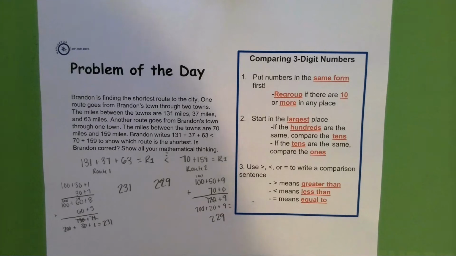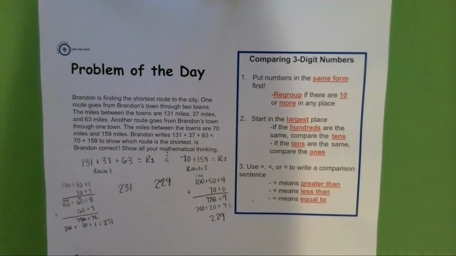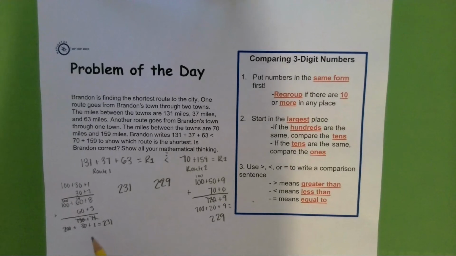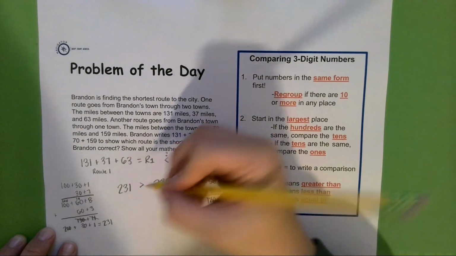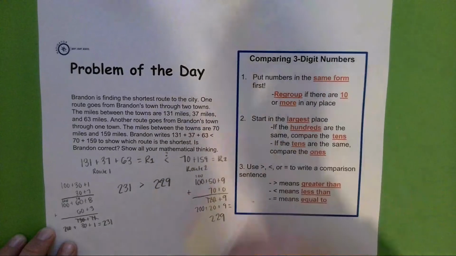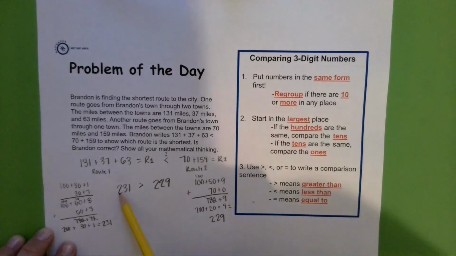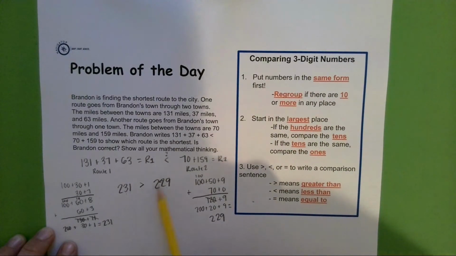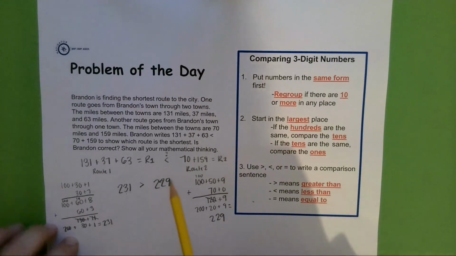I bet you said that we should compare the tens next, since the hundreds are the same. 3 tens and 2 tens. So what symbol should we use to compare these two numbers? Say it out loud. I bet you said we should use the greater than symbol, because 3 tens is greater than 2 tens. So now we know that 231 is greater than 229. So is Brandon correct? Say it out loud.